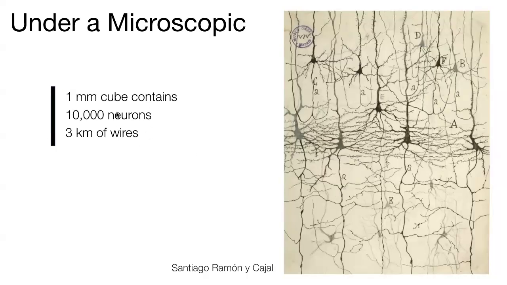What we know, roughly, is that in 1 cubic millimeter of the brain, there are around 10,000 neurons, and there are 3 kilometers of wires, so about 2 miles of wires, if that means anything to you. But it means that it's really packed. These cell bodies are really small, and they are really packed in this small millimeter cube of the brain. These are what we call pyramidal cells. These are the most common cells in the cortex.